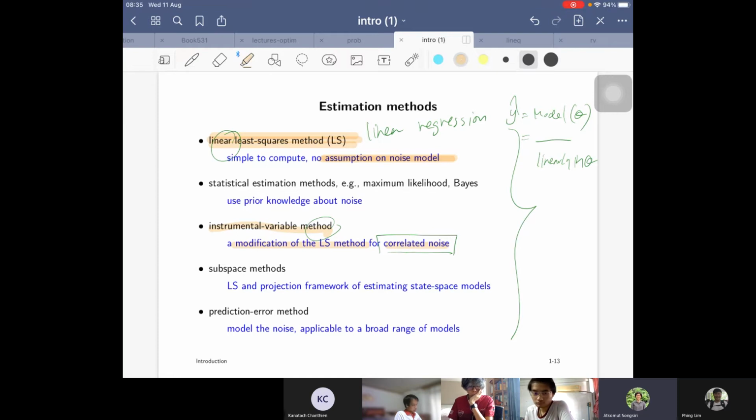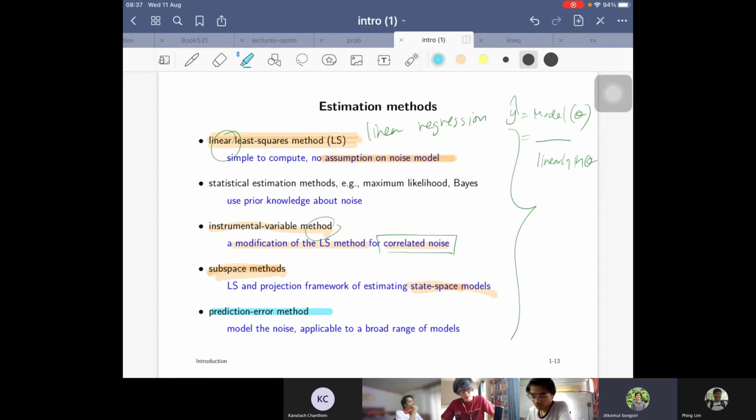Next, we're going to talk about the subspace method. This is a more linear algebra framework that estimates the state space parameters directly. And then we talk about the prediction error method, which can be applicable to a wider class of models.